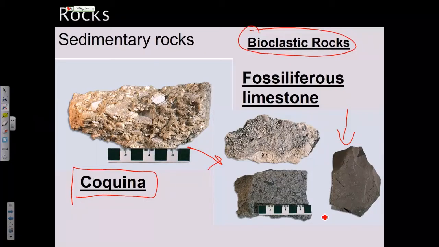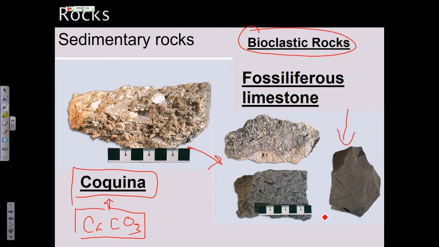And where does that material come from? Well, this particular rock, coquina, has the mineral CaCO3, and all of these ions that build out this particular mineral, which is calcite, come from the ocean water in which the organisms live.